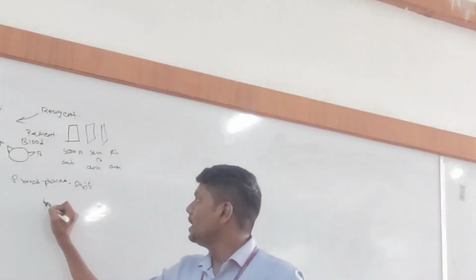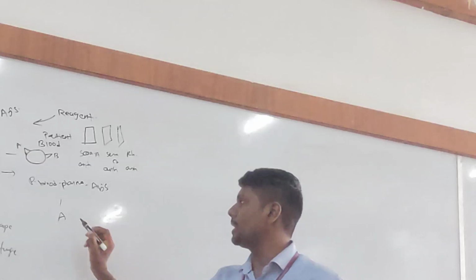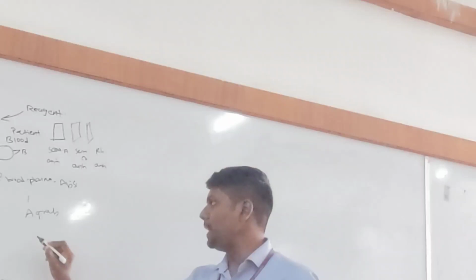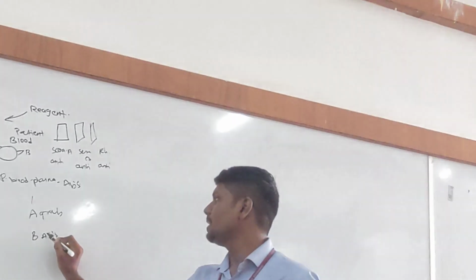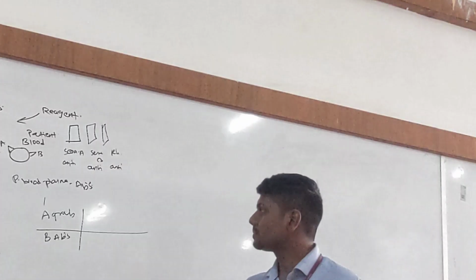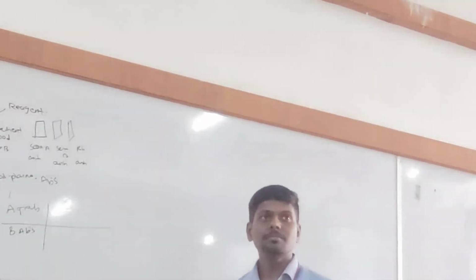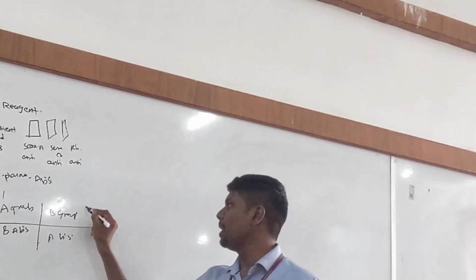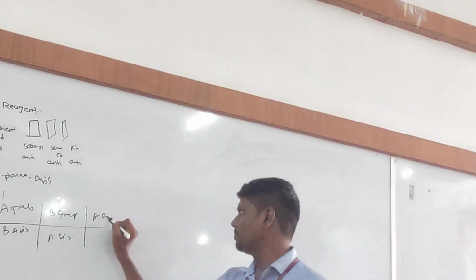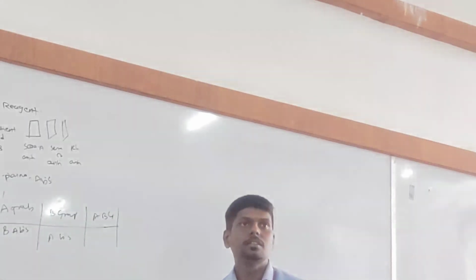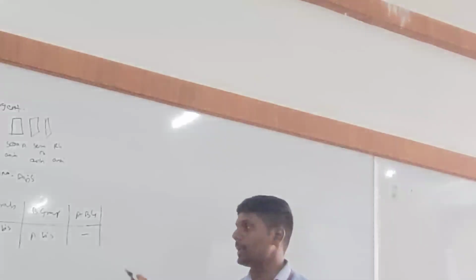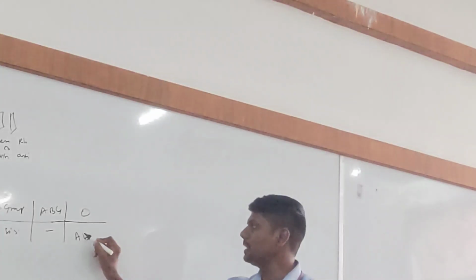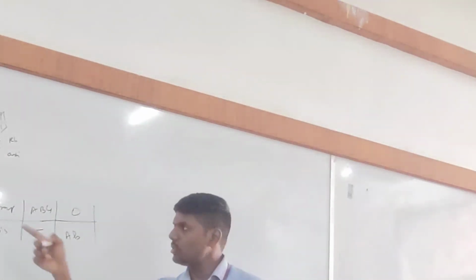Say for example, in A group individuals, what antibodies are present? B antibodies. Yes, very good. Then in B group, you have A antibodies. Am I correct? And in AB group, what antibodies are present? None of the antibodies are present. Whereas in O group, both A and B are present. So this is called reverse grouping.